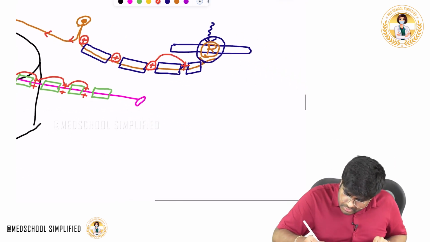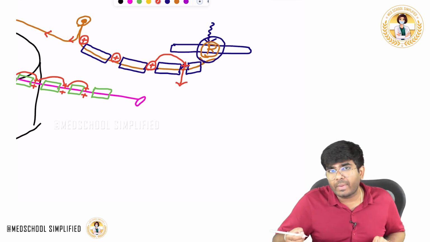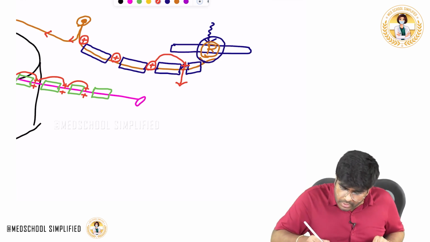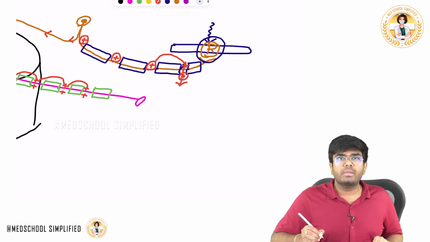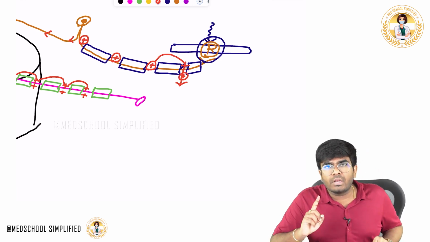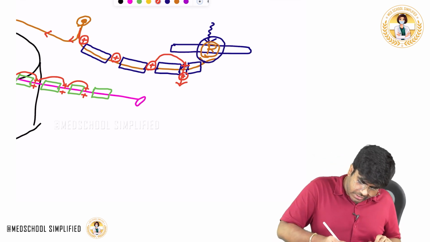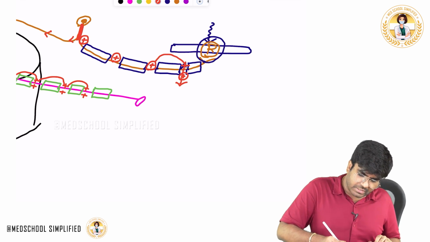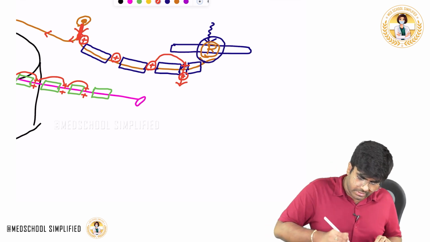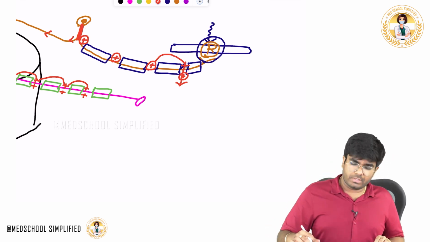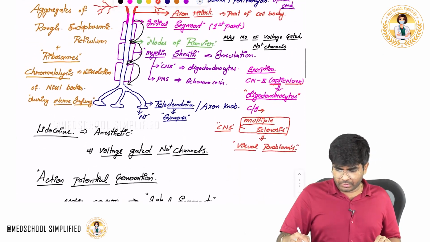So here you have the maximum number of voltage gated sodium channels, that's the nodes of Ranvier. So in a sensory neuron, it's the nodes of Ranvier where the action potential is generated, not the initial segment. That's the one point which I want you to know.